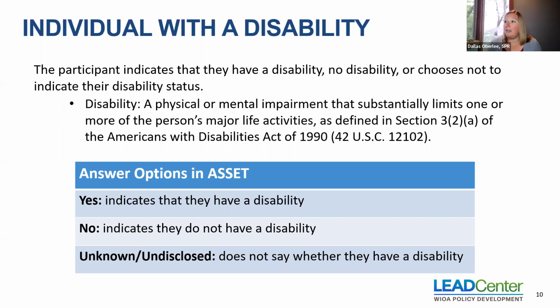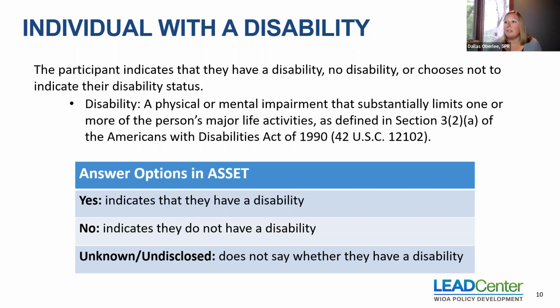They would indicate, yes, they have a disability; no, they do not have a disability; or they choose not to disclose. That is always an option. An individual can say that they don't want to tell you yes or no, and that is perfectly fine. And you can record it as that.